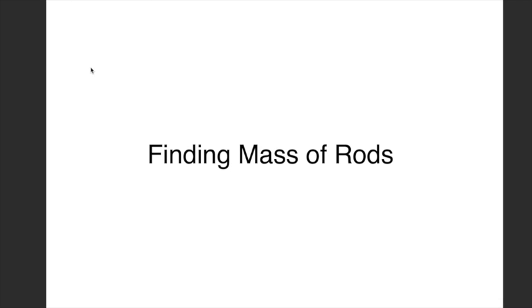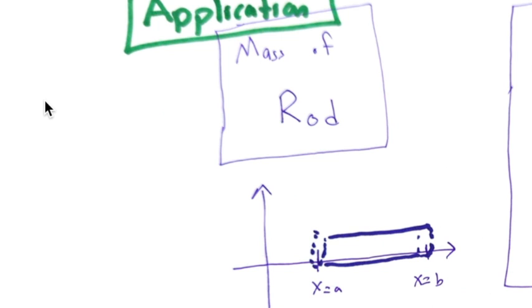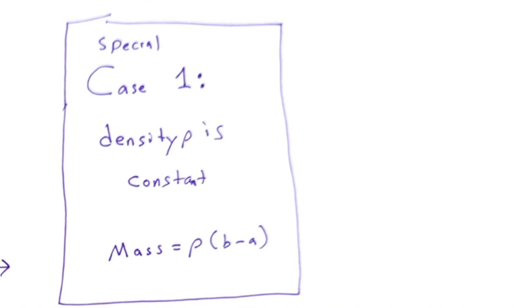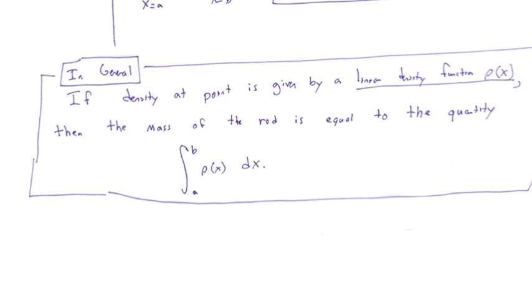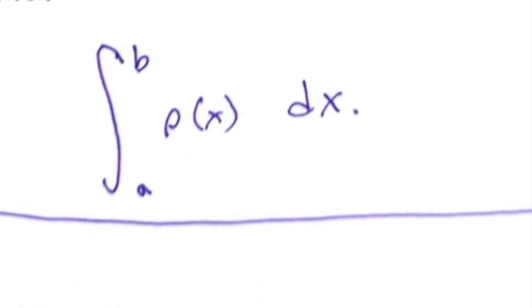So another physical application we will look at is finding the mass of a rod. We lay the rod on the interval so that it's covering the x-axis from x equals a to x equals b. If the density were constant, then the mass would just be the density times the length. But if the density is given by a function, then to find the mass, we take the definite integral from a to b of rho of x dx.